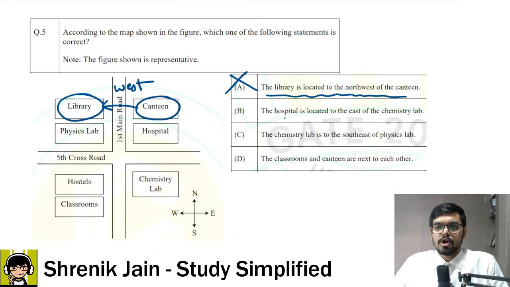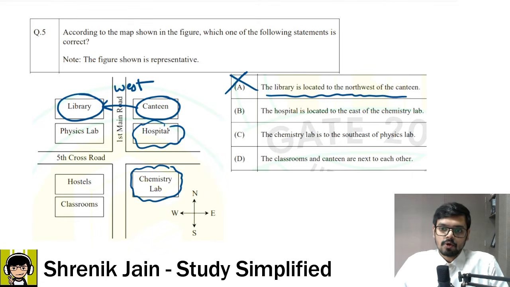So this is wrong. Hospital is located to the east of the chemistry lab. This is the chemistry lab. This is the hospital. So from the chemistry lab, if you look at the hospital, you will say it is just at the north, not at the east. So this is wrong.